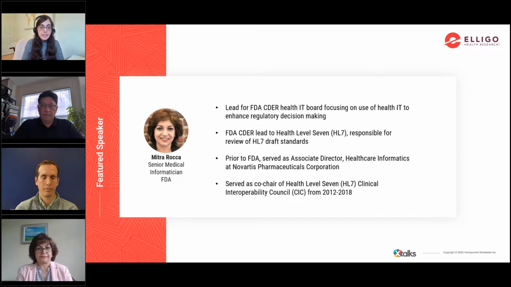Prior to joining the FDA, Mitra served as the Associate Director of Healthcare Informatics at Novartis Pharmaceuticals Corporation, focusing on the reuse of the electronic health record in clinical research. Mitra has served as the co-chair of the Health Level 7 Clinical Interoperability Council from 2012 to 2018. She holds an advanced degree in medical informatics from the University of Heidelberg in Germany.